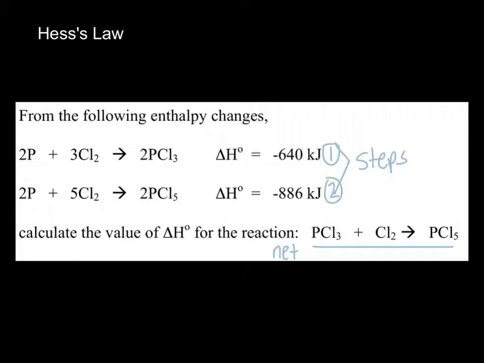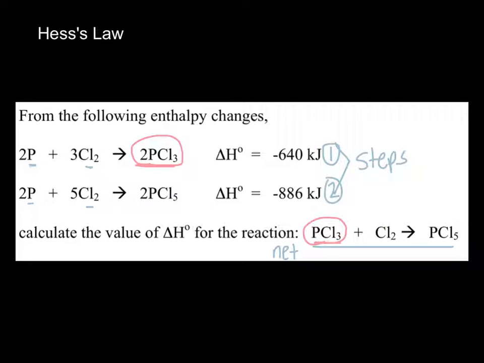So there are a couple ways to solve the problems. What I recommend is that in the first step, you find a reactant or product that is unique to the step and it is in the net reaction. So I didn't pick phosphorus or chlorine because they're in both reactions. Instead, I picked PCl3. PCl3 is not in the second step, and PCl3 is in our net reaction.